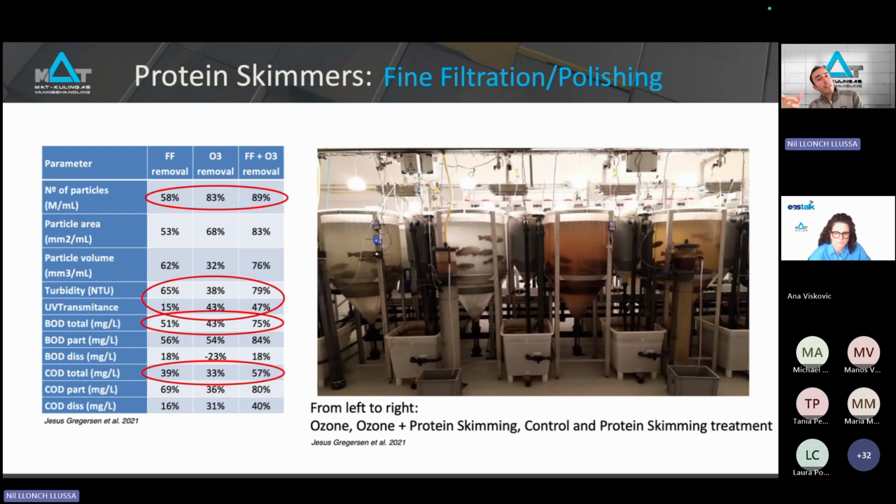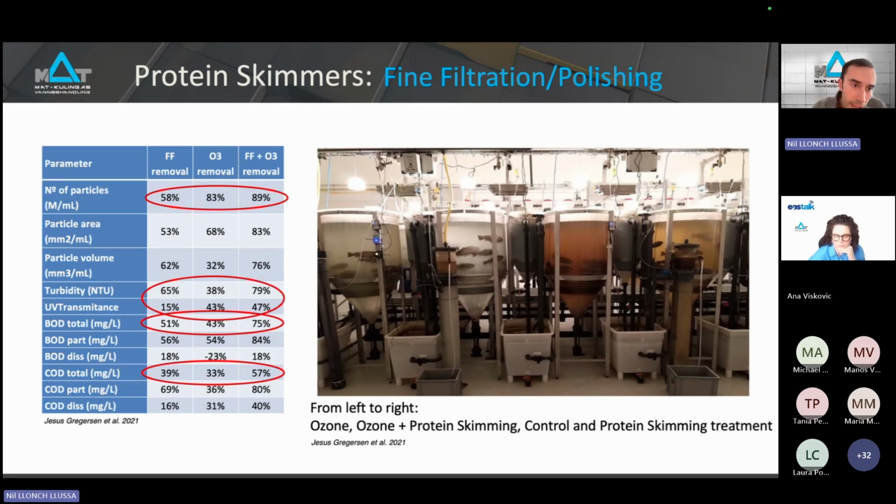So looking back at the pictures, ozone can remove the color of the water. So both ozone treatments have clear water, and if we look at the last tank, the one to the right, the color is not removed. However, the particles are partly removed.